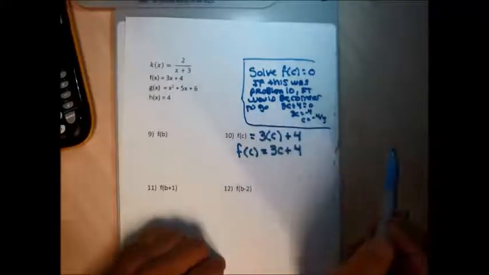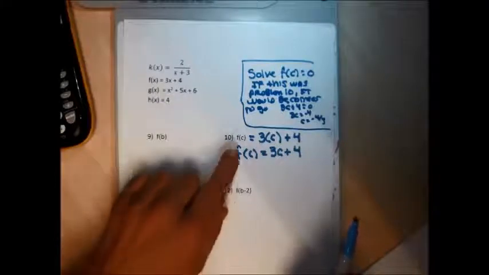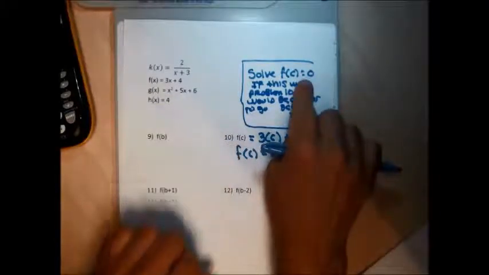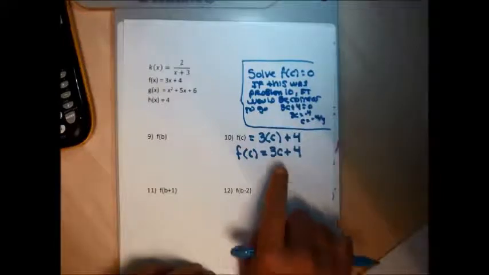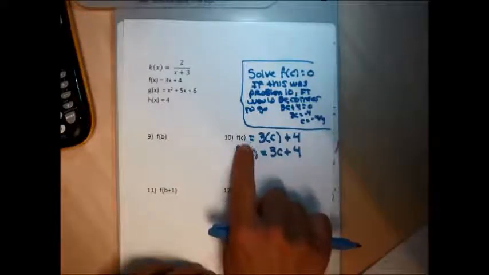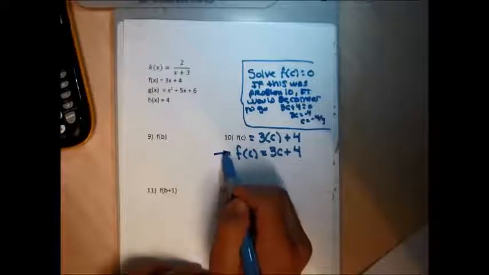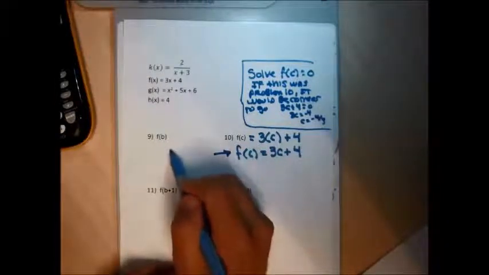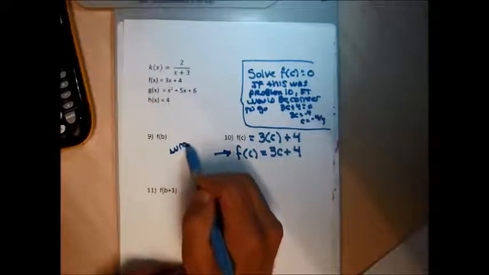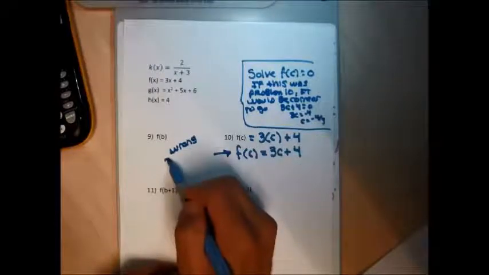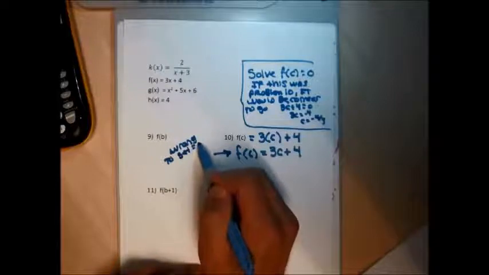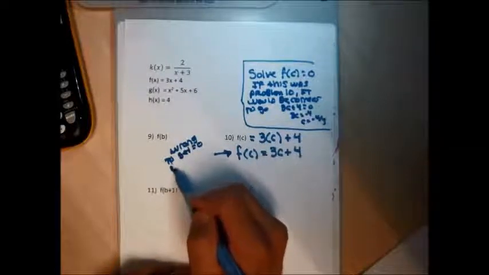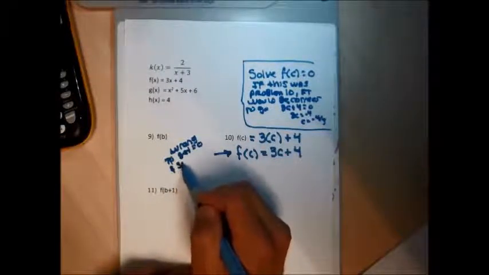But that's not how the problem was written. I just said find f of c. It doesn't say set f of c equal to 0 and solve for c. Because the problem doesn't say find where f of c equals 0, you need to stop right here. It would be absolutely wrong to set this equal to 0 and solve for x, or solve for c, because it's not asked for.